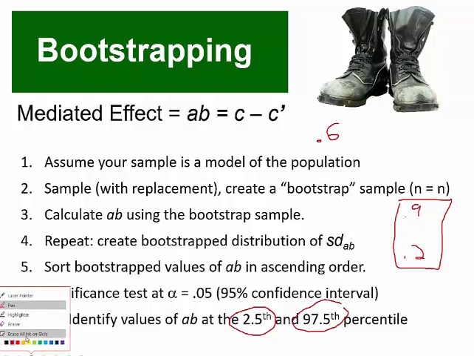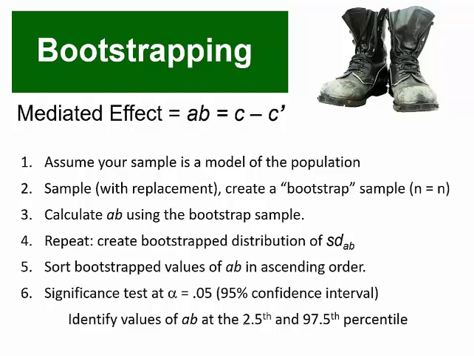In contrast, if we found that at the 2.5th percentile, the score was maybe a negative 0.3, and the 97.5th percentile, the score was, say, a positive 0.8 or something like that, well, that range does include 0, so we would say the result is not significant. So that is how we would test the significance of a mediated effect with bootstrapping.